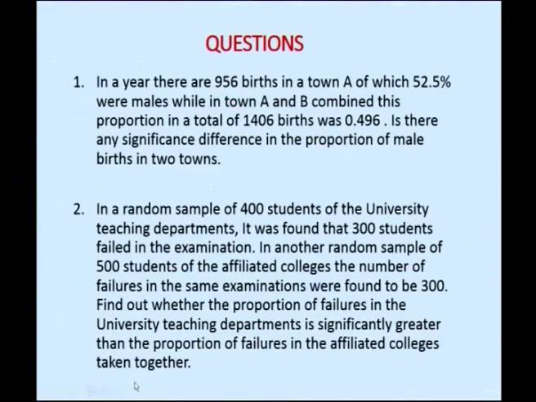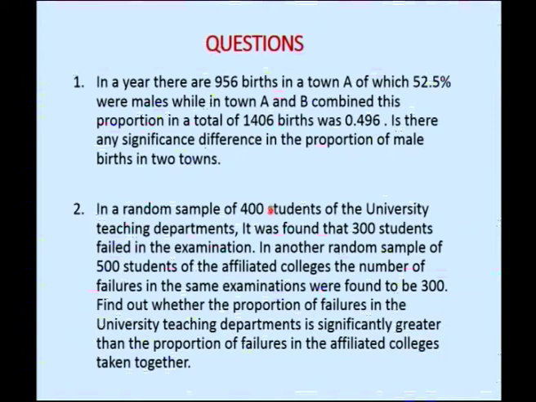In a year, there are 956 births in a town A, of which 52.5% were males, while in towns A and B combined this proportion, in a total of 1406 births, was 0.496. Is there any significant difference in the proportion of male births in two towns? Okay. And this is the problem in difference of proportions.